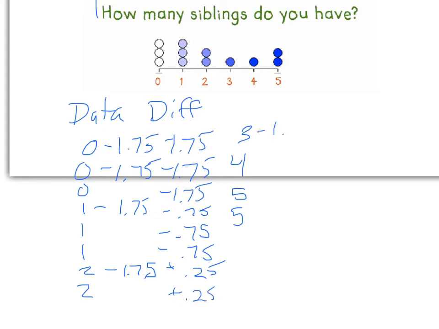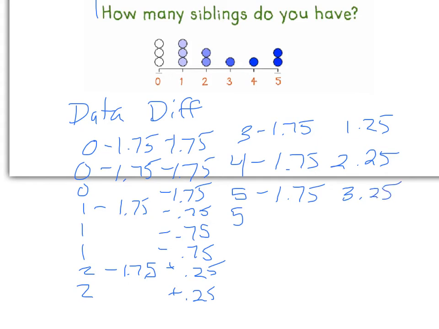Now I'm going to subtract 1.75 from 3, and I'm going to get 1.25. Same thing from 4, which I'm going to get 2.25. And subtracting from 5, we're going to get 3.25. And we're going to get the same thing for the last 5.